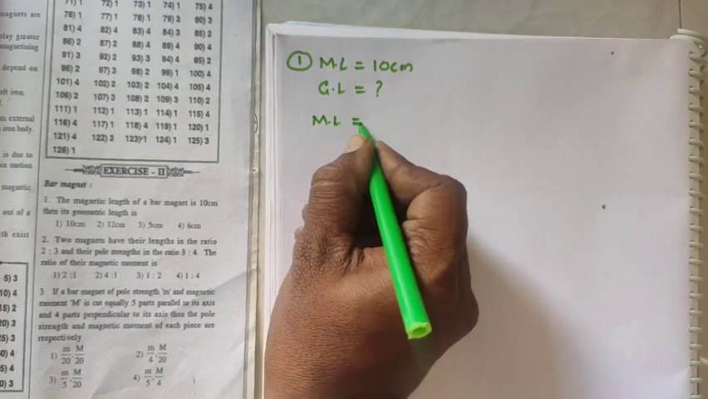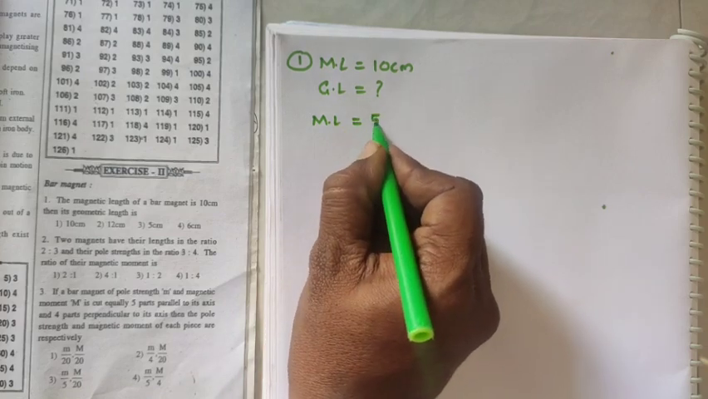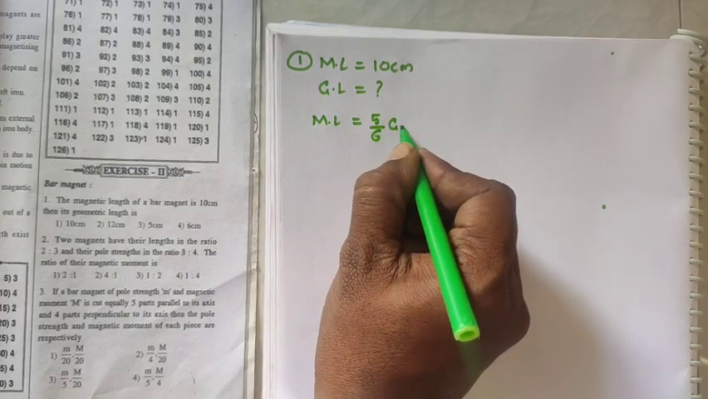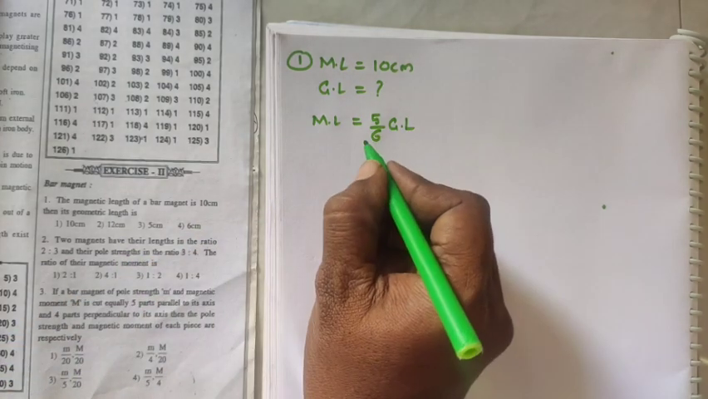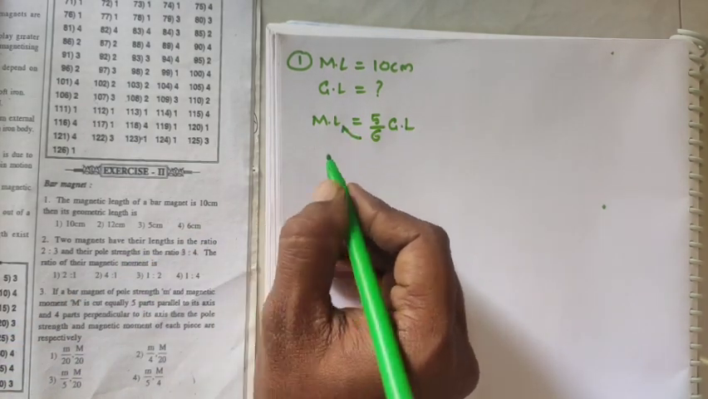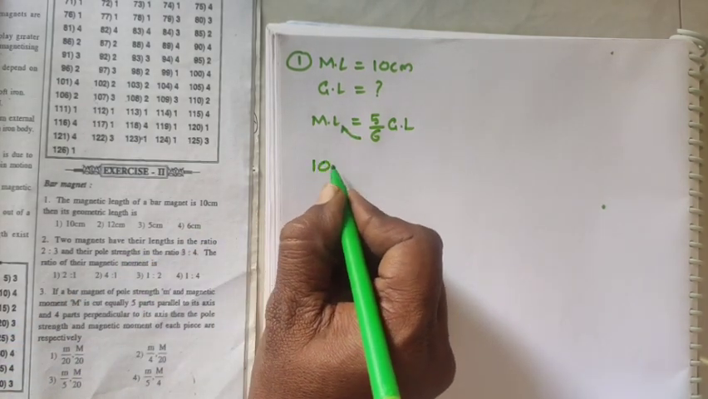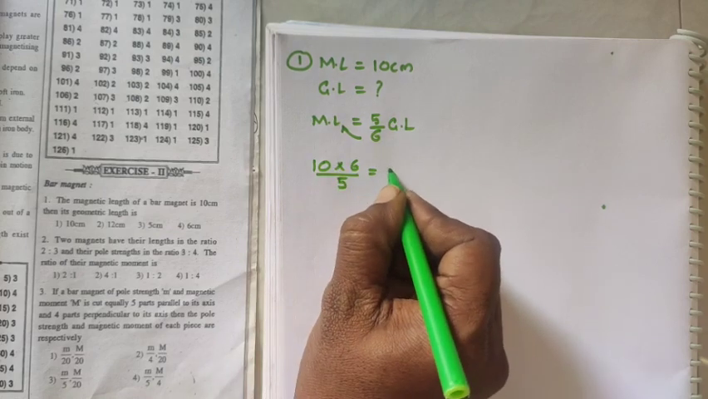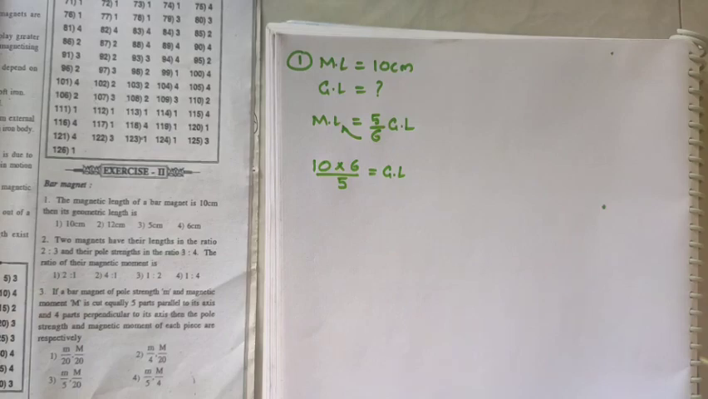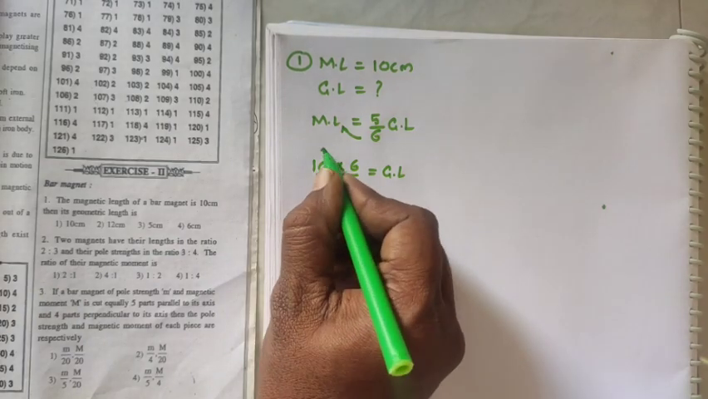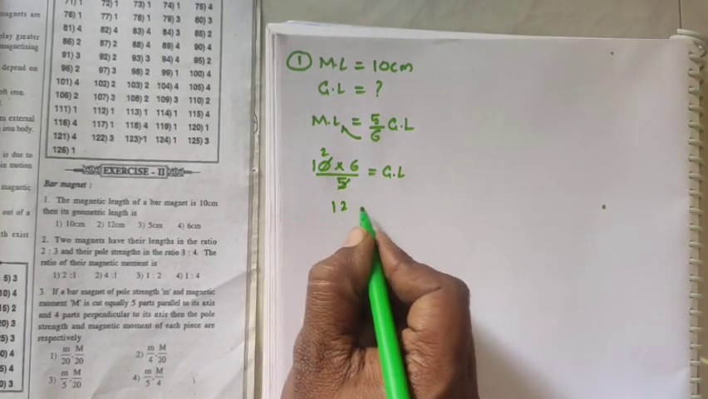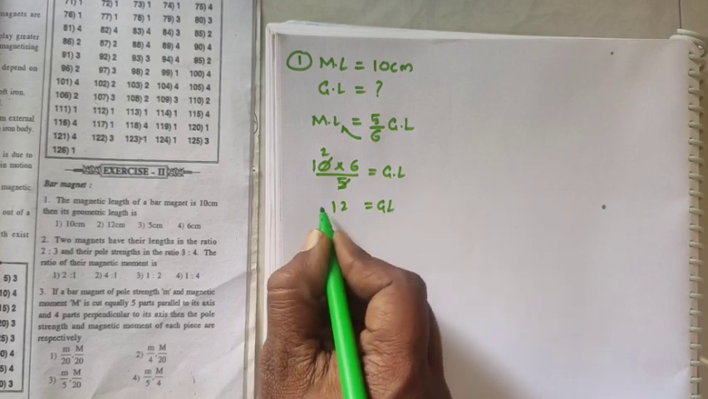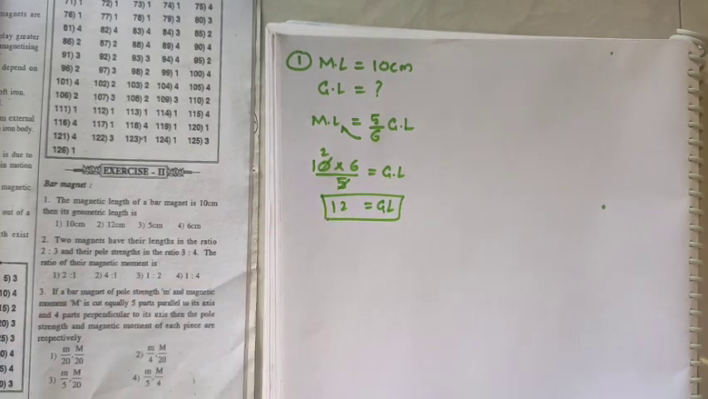So what is the correct formula? Magnetic length is equal to 5 by 6 times the geometric length. They gave magnetic length 10 centimeter, into 6 divided by 5, which is equal to the geometric length. Geometric length is equal to 12 centimeter. This is the answer. The geometric length is 12 centimeter.